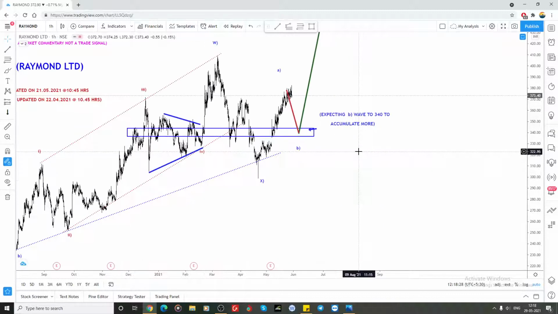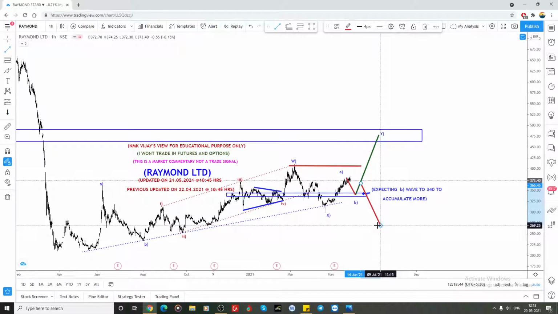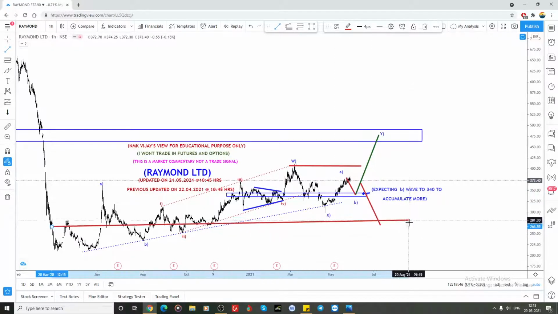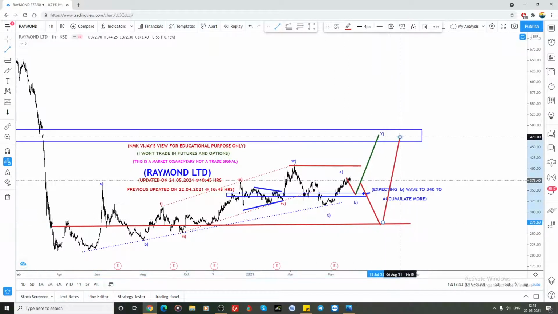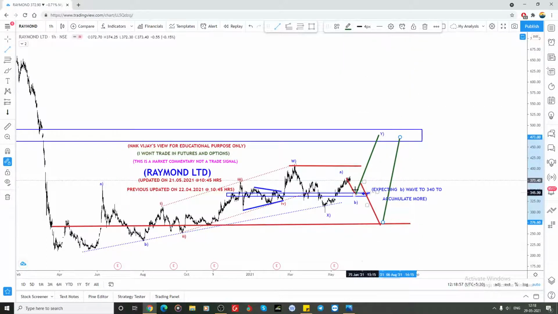But once again I need to explain, if it didn't make a new high, there is a lot of chance for making another wave to the downside, nearly to this zone also. So nearly 270 also, because if it is a bigger correction, the target remains the same, but when it will reach, whether it is making A, B, C like this.